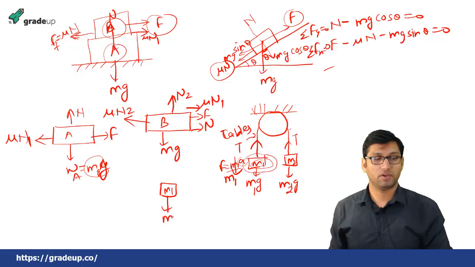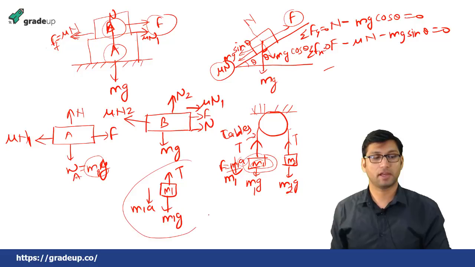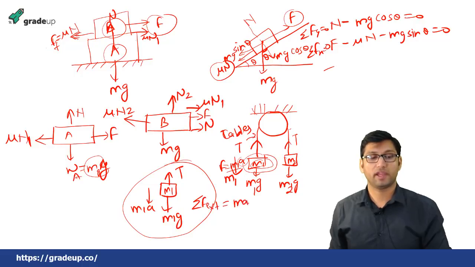This will be equal to m1 into g. There will also be a force m1 into a acting in this direction. There will be a tension force acting in this direction. This is the free body diagram of this. So the concept is that the net external force is equal to m into a. So the external force acting, T minus mg, will be equal to ma.